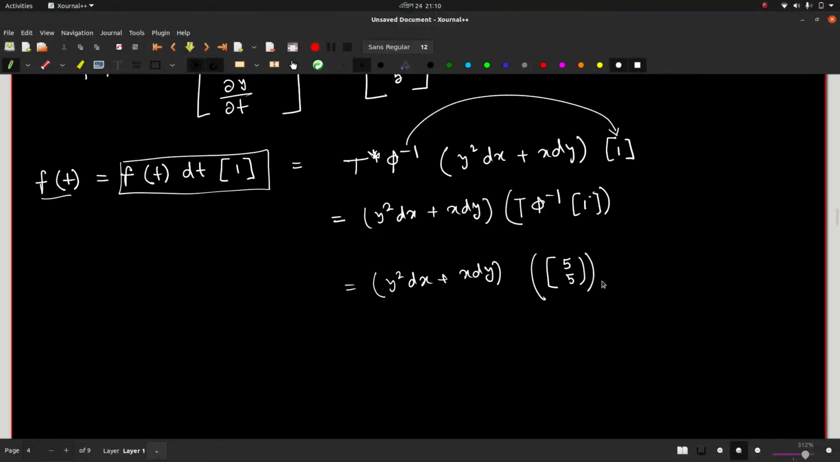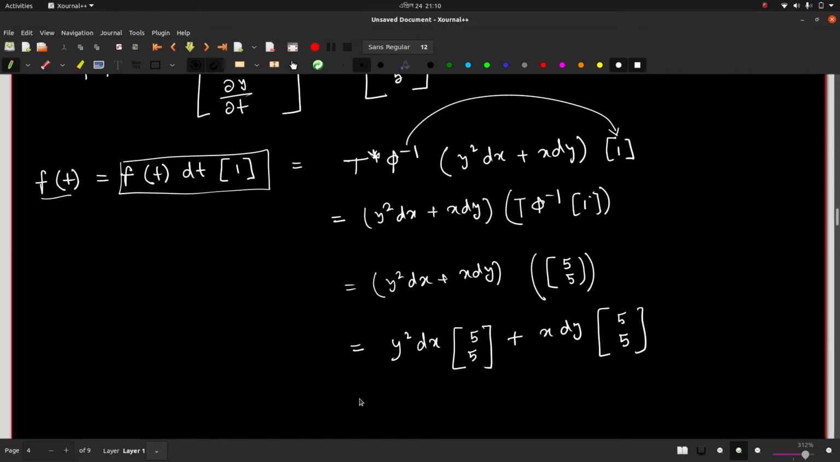And this is a linear multiplication, so you just multiply the column vectors. This dx is a form and it will act on this column vector. Similarly, x dy, this dy is a form, this will act on this column vector, and you already know how to compute this thing, how one forms act. Dx will just take the first component and dy will take the second component. So this is just 5y squared plus x times 5, right?